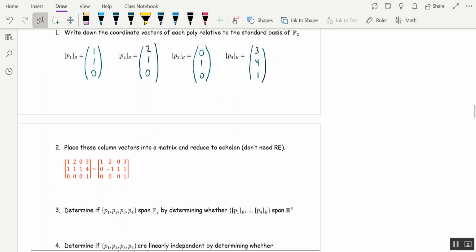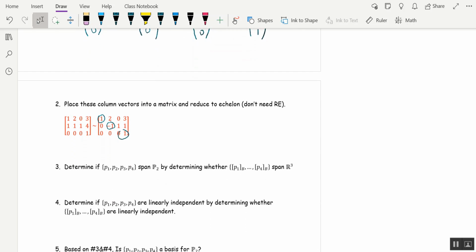So the first task I've already done. I put the 4 coordinate vectors into a matrix and I reduced to echelon because I want to look for pivots. Got a pivot here, a pivot here, and a pivot here. So question 3, determine if the polynomials span P2 by determining whether their coordinate vectors span R^3. Well, their coordinate vectors do span R^3 because I have a pivot in every row of that matrix. All right, and then are the polynomials linearly independent? No, they're not, because I don't have a pivot in every column.